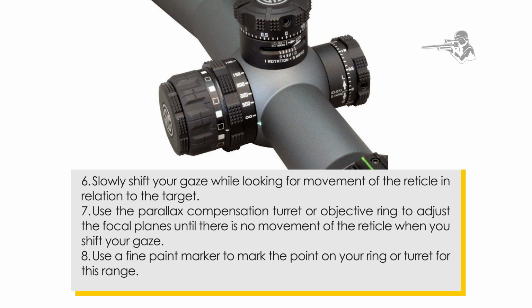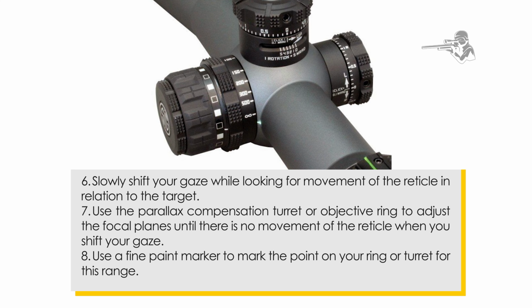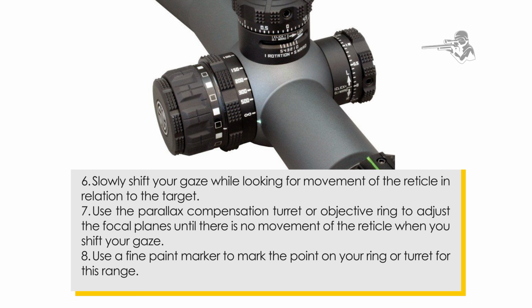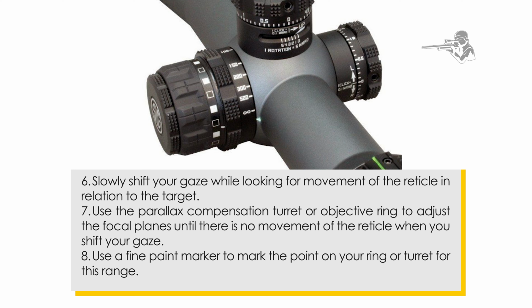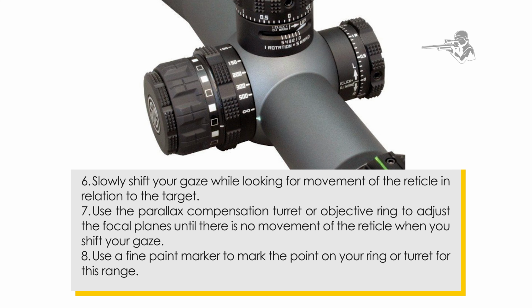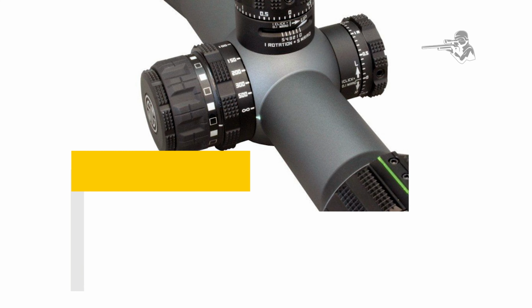7. Use the parallax compensation turret or objective ring to adjust the focal planes until there is no movement of the reticle when you shift your gaze. 8. Use a fine paint marker to mark the point on your ring or turret for this range.